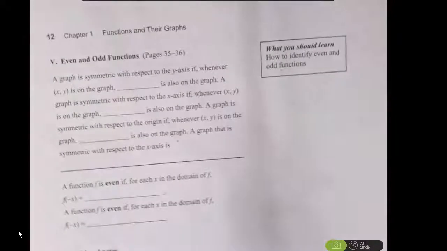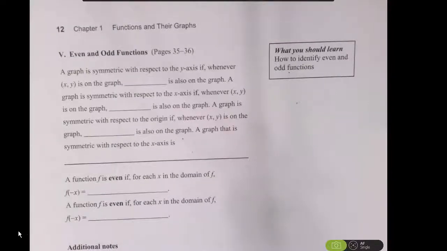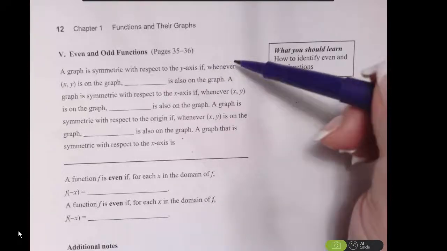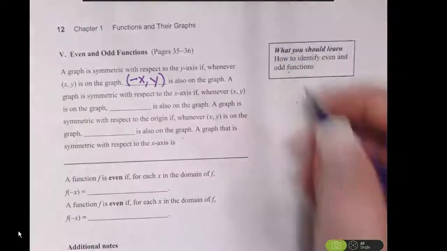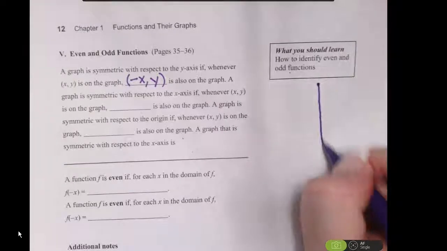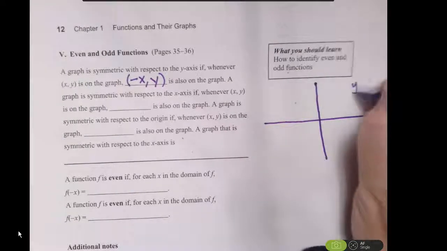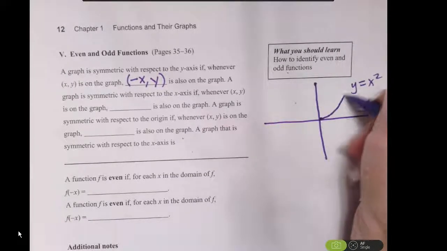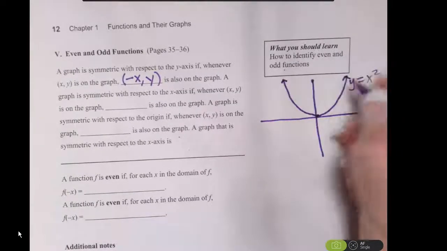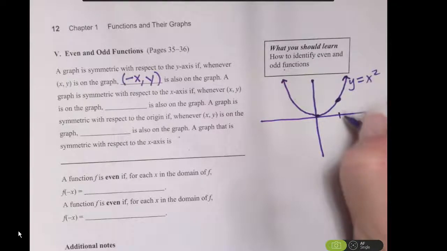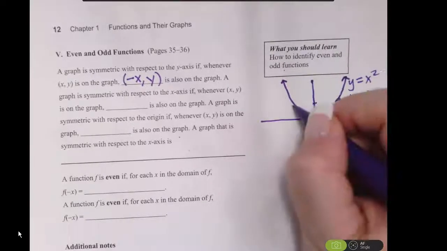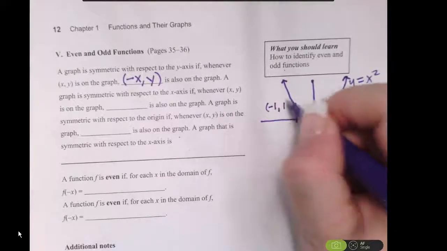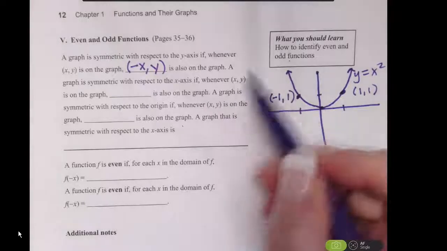Okay, and the last important definition in this section is going to be your even and odd functions. A graph is symmetric with respect to the y-axis if, whenever (x, y) is on the graph, then (negative x, y) is also on the graph. So let's draw a visual example of an even function, and that would be y equals x squared. So that's a parabola. That's the parent function. So if I've got, say, (1, 1) is on my graph, well, then the symmetry would have to be (negative 1, 1) would also have to be contained on my graph.